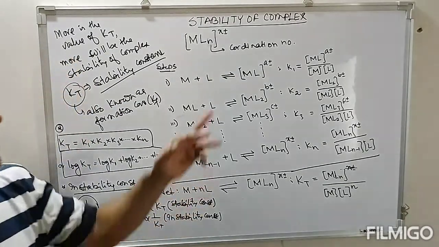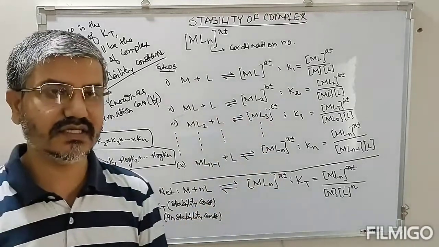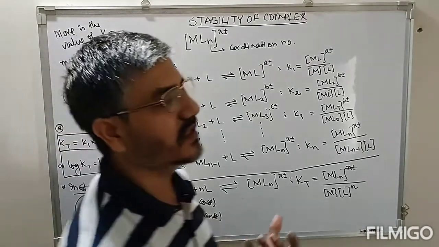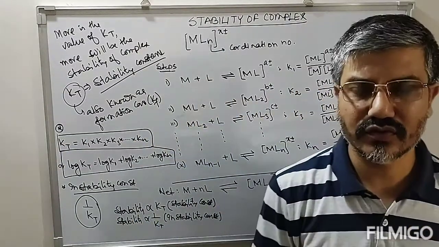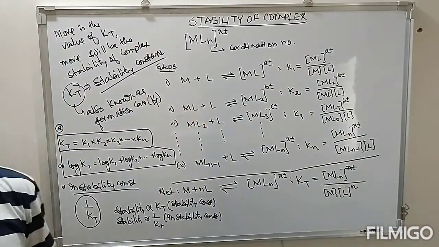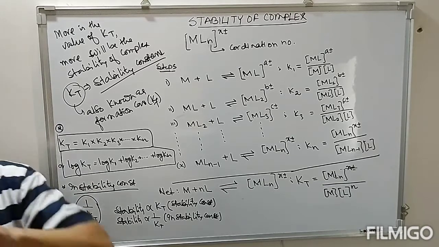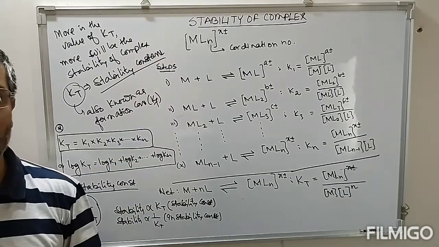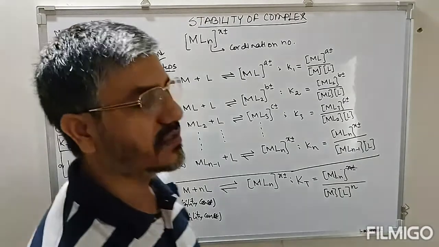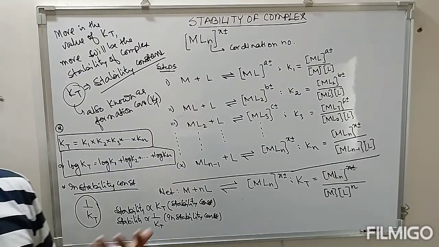Second, ligand. We have a spectrochemical series, weak field ligand and strong field ligand. The bond formed between metal and the strong field ligand is always more stable than the bond formed between metal and the weak field ligand. The reason being, with a strong field ligand, the crystal field stabilization energy will be more. As the crystal field stabilization energy increases, the stability of the complex also increases.